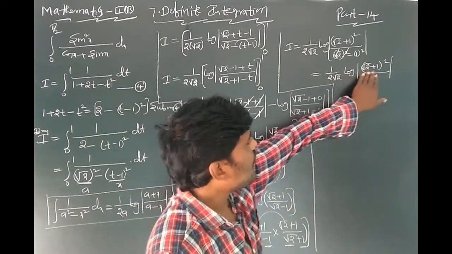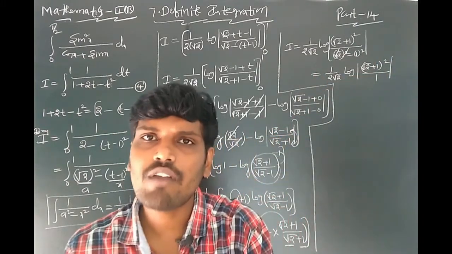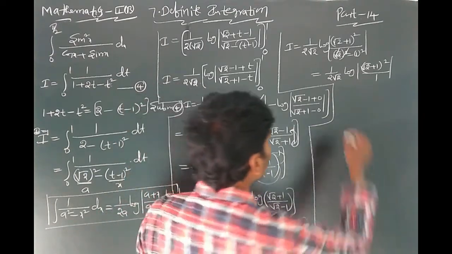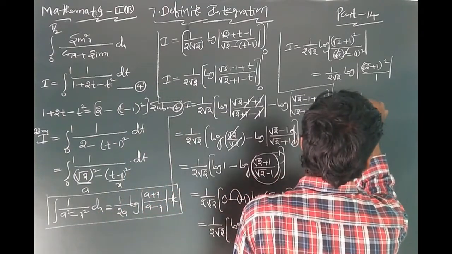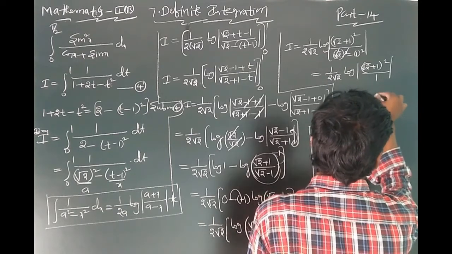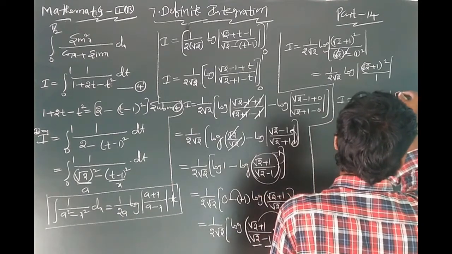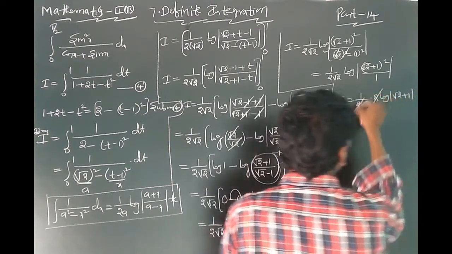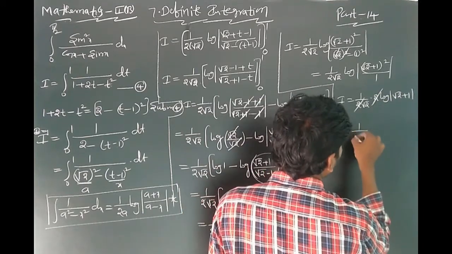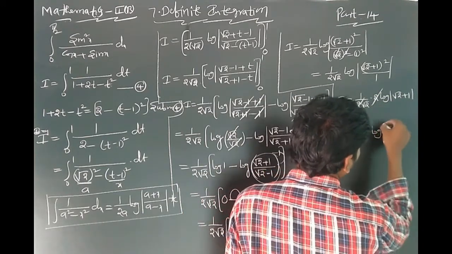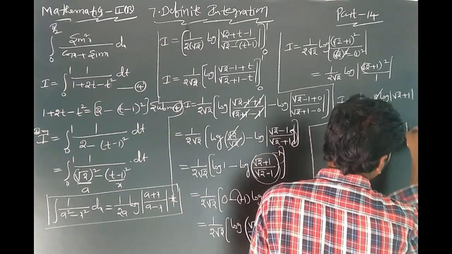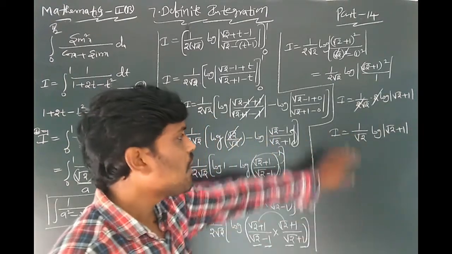Here, this is log a whole power m. What is the formula of log a whole power m? m into log a. I is equal to 1 by 2 root 2. m value is 2. Log a value is root 2 plus 1. The 2 gets cancelled. I is equal to 1 by root 2 into log of root 2 plus 1. This is the value of I.